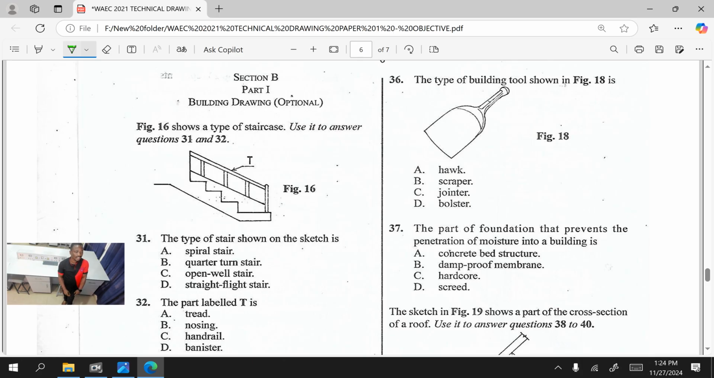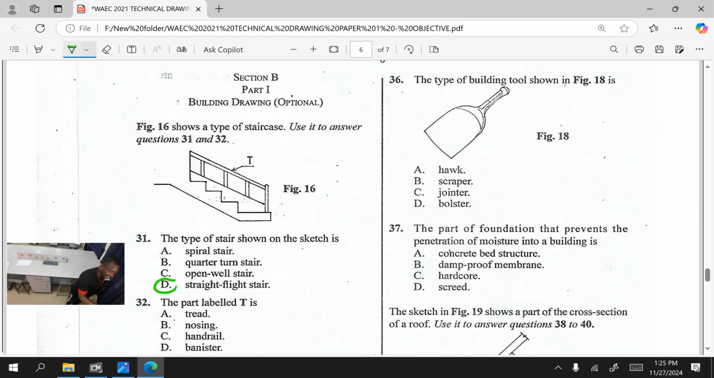Figure 16 shows a type of staircase. Use it to answer question 31 and 32. The type of stairs shown on the sketch is A. Spiral stairs, B. Quarter turn, C. Open well, and D. Straight flight stairs. The answer here is what?